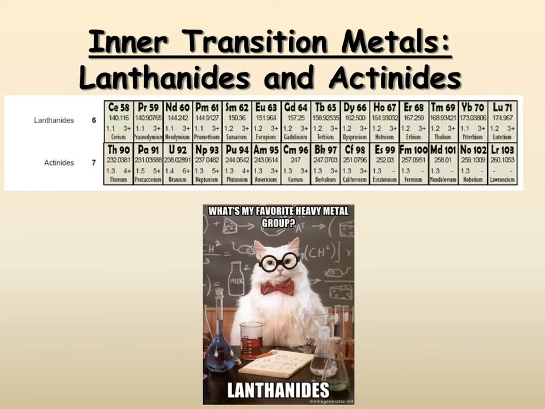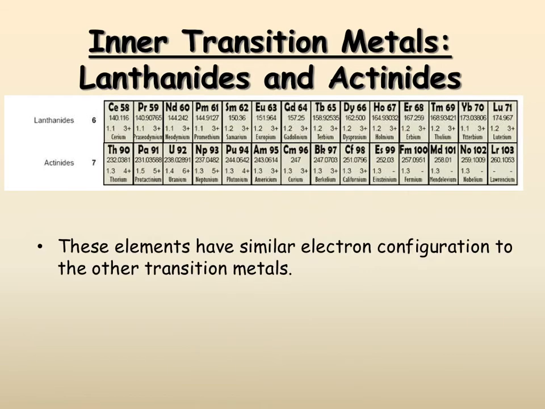Other metals include the inner transition metals. These are the ones that are pulled out of the transition metals and put in 2 rows down at the bottom. Okay? The reason for that is while these elements have similar electron configuration and some things in common with the rest of the transition metals, each group has some distinctly different trends or properties that actually make sense to pull them out and consider them as a separate group.